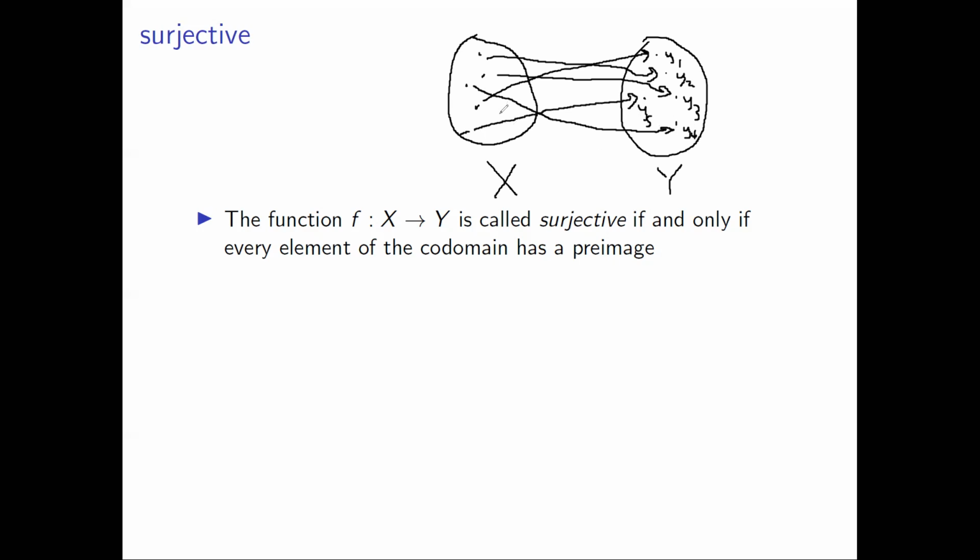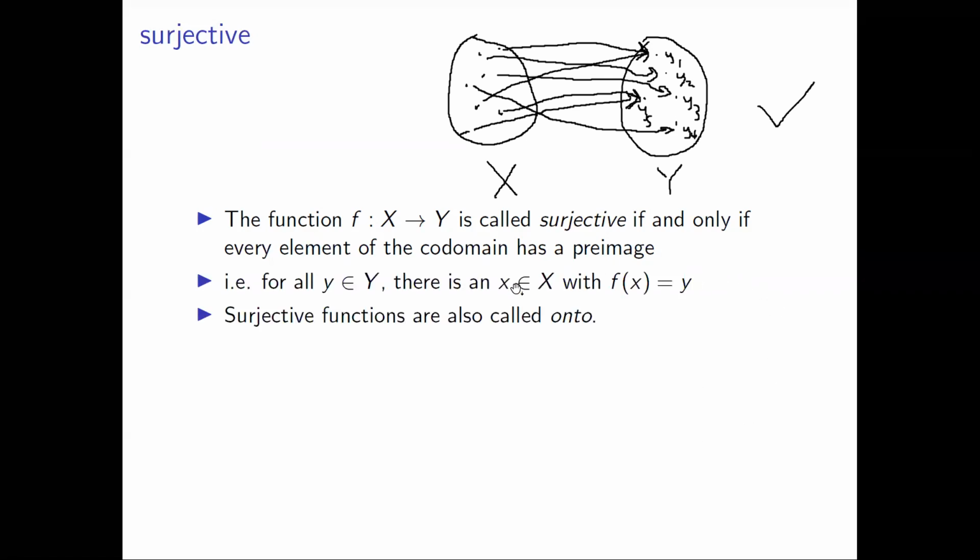And it's okay if we have some elements that map to the same y. That's fine for surjectivity. So this is okay. These two are both going to the same one. We can have one right here that can go to this one up here too. So that's okay for being surjective. We just need all the elements in the codomain to have some preimage.